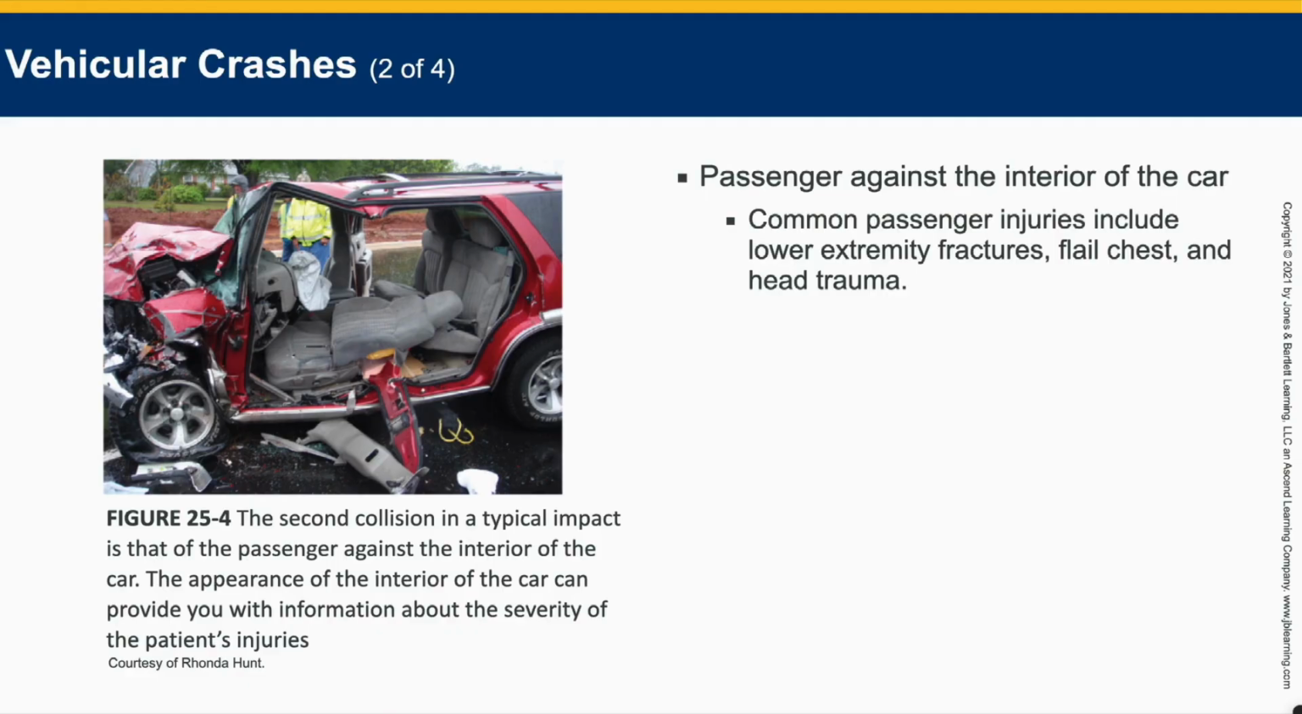The second collision in a vehicle crash is the passenger hitting the interior of the car. So even after the car stops, the patient's body keeps moving forward until it hits something like a steering wheel, a dashboard, a windshield, or a door. This is where we start to see specific injury patterns. Common injuries include lower extremity fractures, especially from a dashboard, flail chest from impact with a steering wheel, or head injuries from hitting the windshield or the pillars.